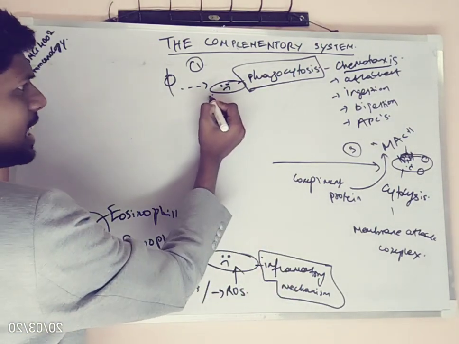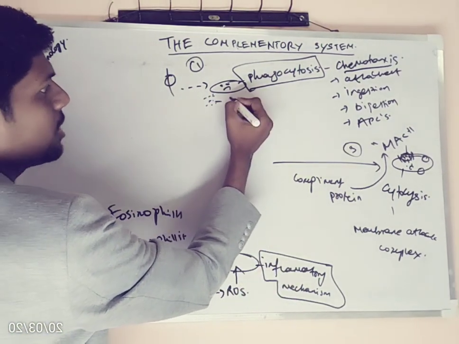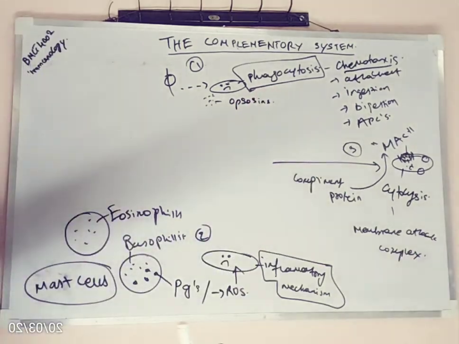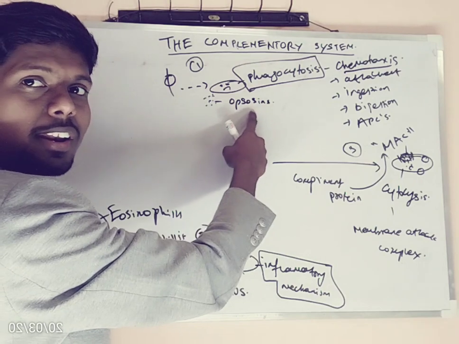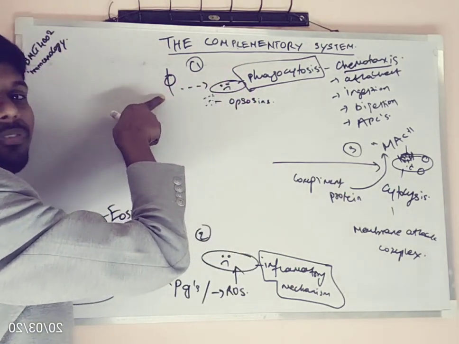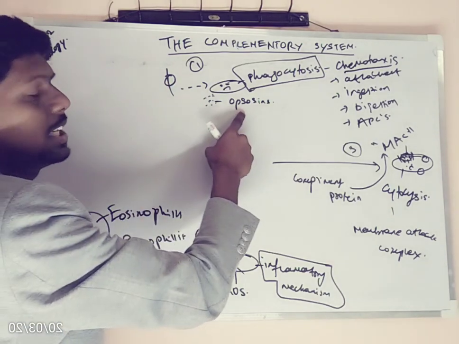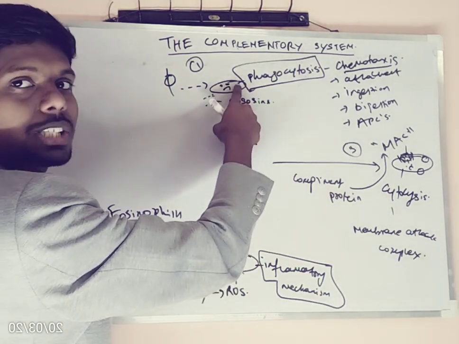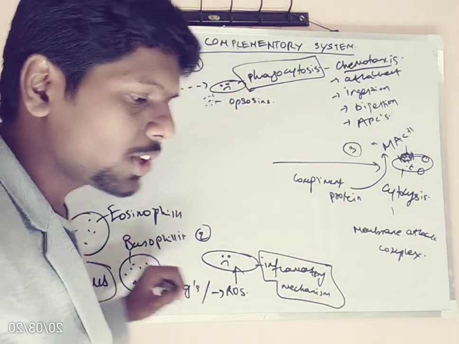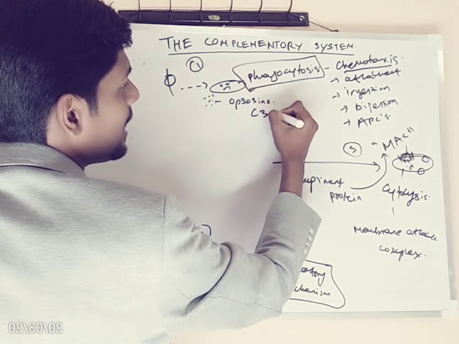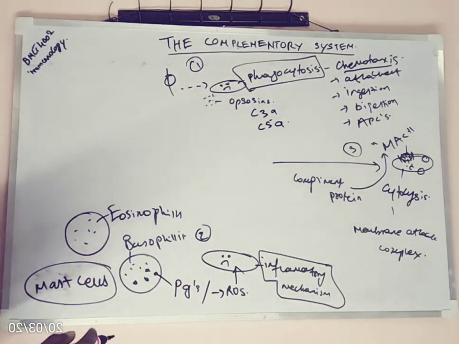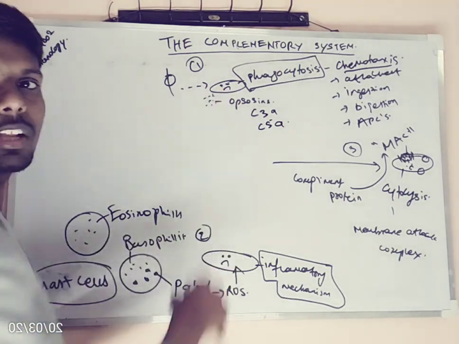And the chemicals that are released by the pathogen are called opsonins. Opsonins are the chemicals released by the pathogen which attract the macrophages. Macrophages are attracted towards these opsonins. So what are these opsonins? Believe it or not, students, those opsonins are C3A and C5A. C3A and C5A are the opsonins which are released by the pathogen.